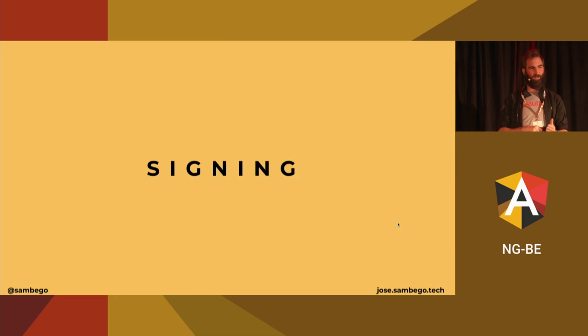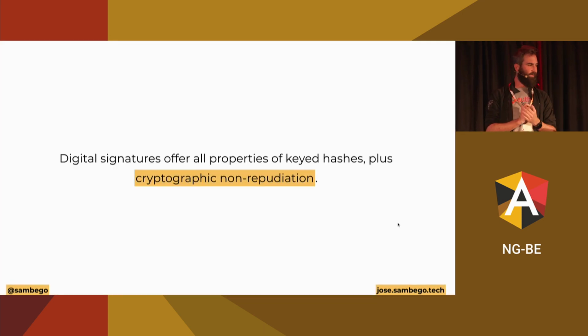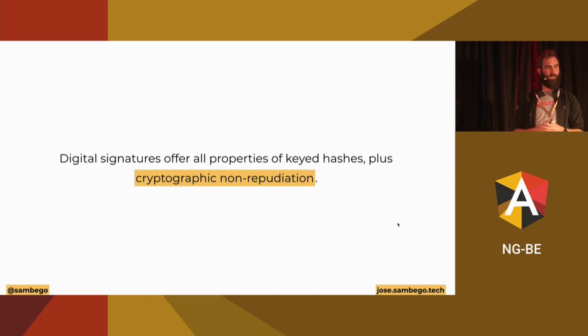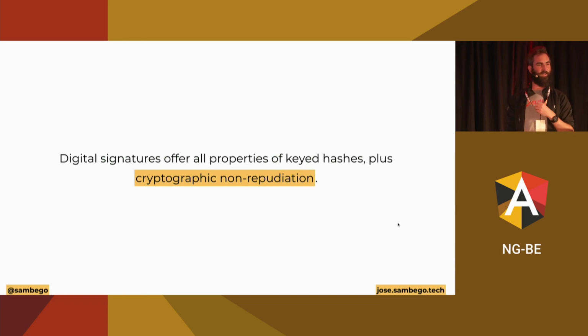Cool. Hashing, keyed hashing. I'm going quite fast because we only have half an hour to go through all of it, but it's just the very basics of all of these cryptography things. Next up, signing. Digital signatures offer all properties of keyed hashing, so everything a keyed hash can do, a signature can also do, plus they offer something that's called cryptographic non-repudiation.